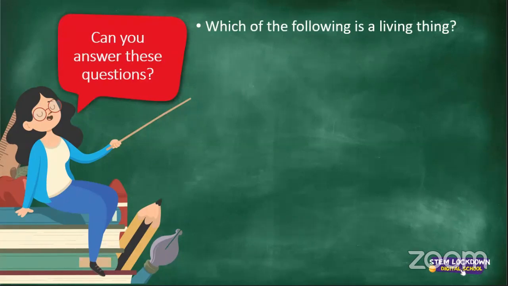Now we are going to look at some more pictures. And you have to tell me which of the following is a living thing. Oh, sorry, not pictures. You are going to answer these questions for me. Okay, is a worm a living thing? A house? A baseball? Or a car? This is a very easy question. Let's quickly see what you say. You can type in your chat box.